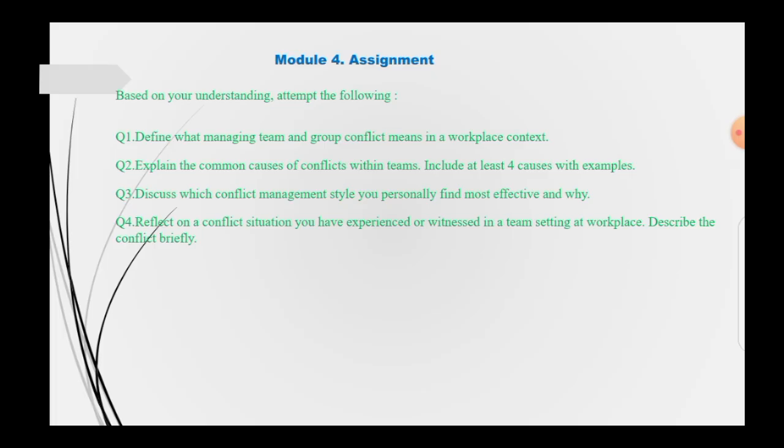And question number 4 is based on critical thinking. Provide a brief but clear description of a real conflict you observed or experienced. Mention the context like workplace, school project, community group, etc. Describe what caused the conflict and who was involved. Reflect on how the conflict affected the team's dynamics or outcomes. Optionally mention how it was resolved or what could have been done better. Then write in a reflective, thoughtful tone. So that's all. Here our entire topic of how to manage team and group conflict ends.